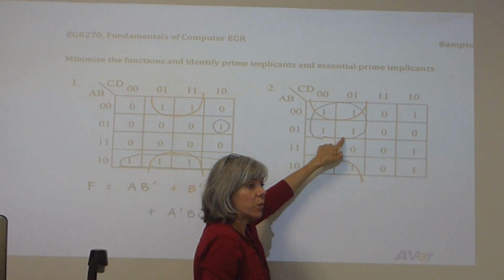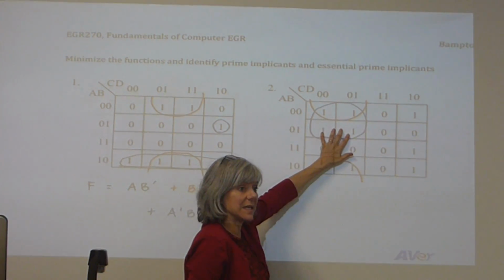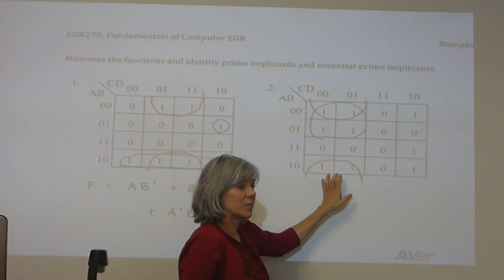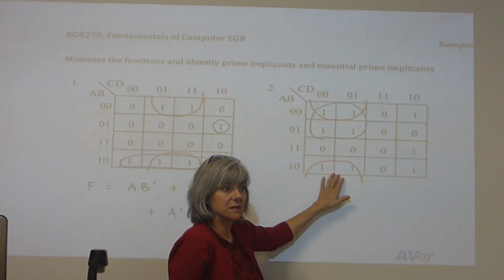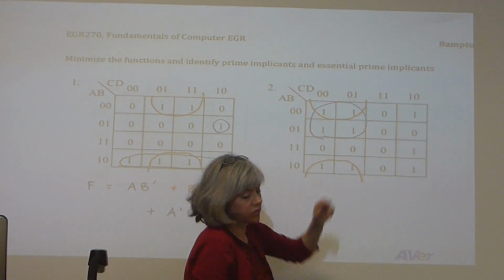So this one is required. It's the biggest group I can get that gets these. The red one is the biggest group I get that gets these. So now what else do we need to do? I could circle these.